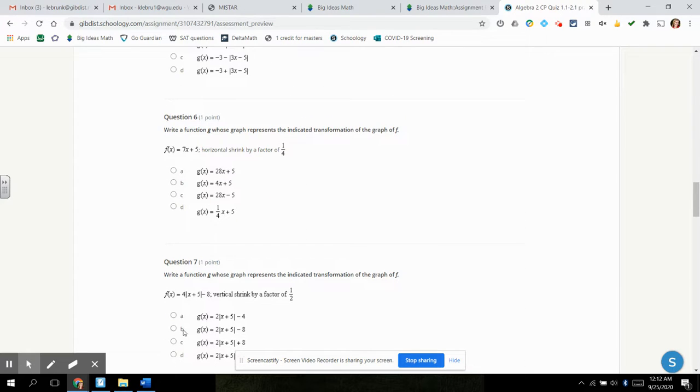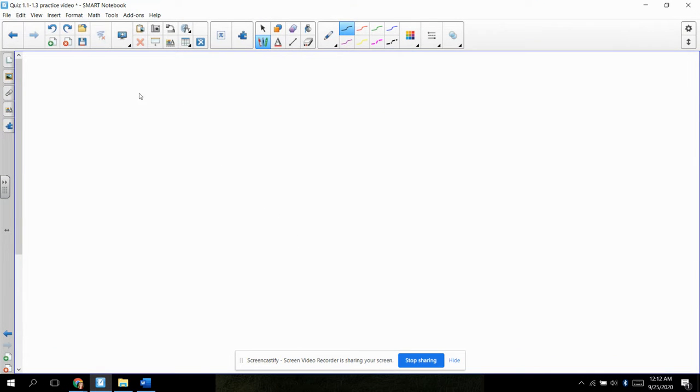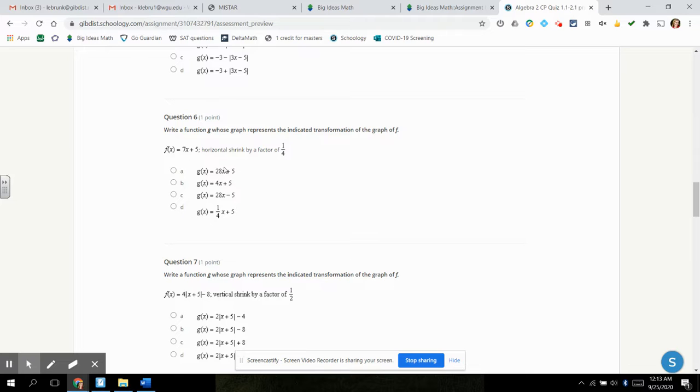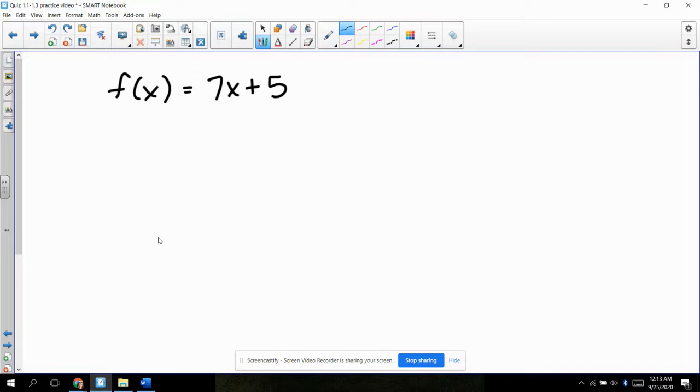All right, number 6. We have the function 7x plus 5. And they are asking me to horizontally shrink it by a factor of 1/4. All right, when you do it horizontal, it's the reciprocal. So they told me 1/4. But all that means is that I'm actually going to plug in 4, the reciprocal. And when it's horizontal, it goes inside. So this is going to be a 4x.